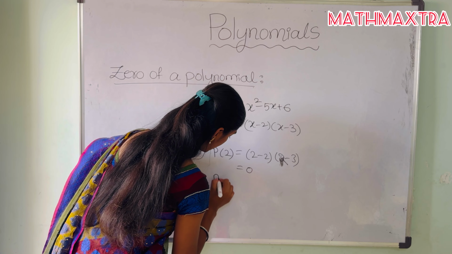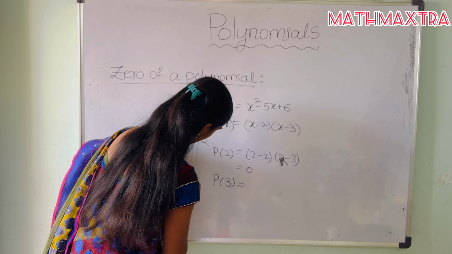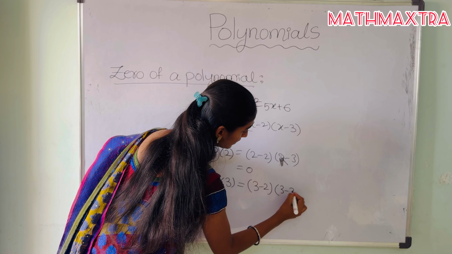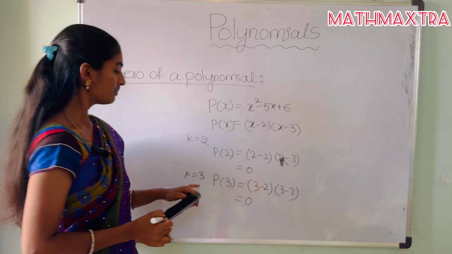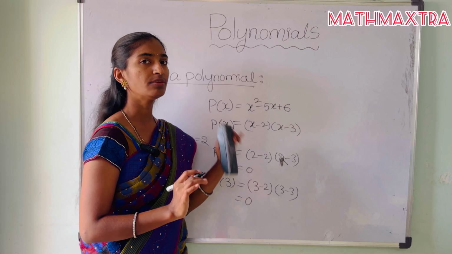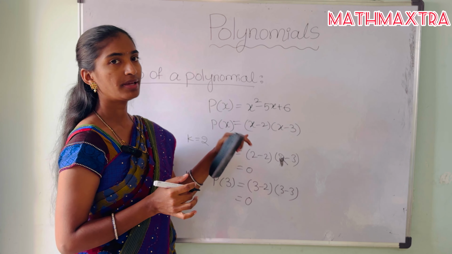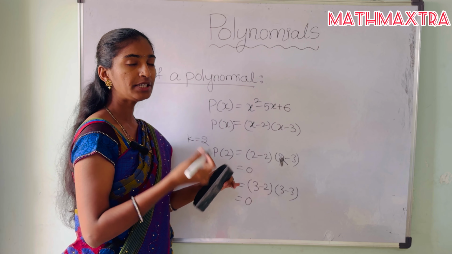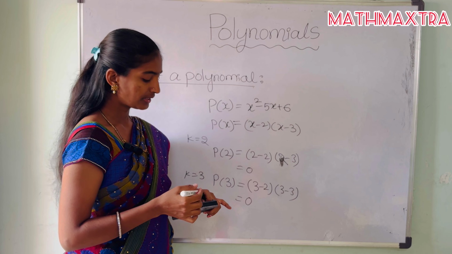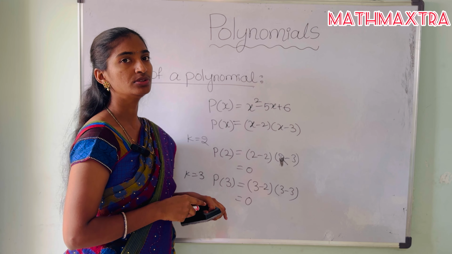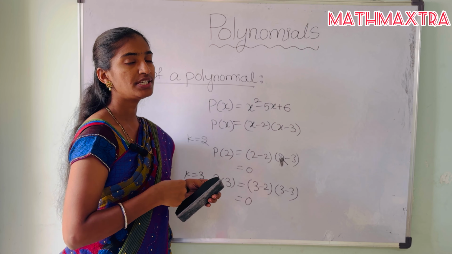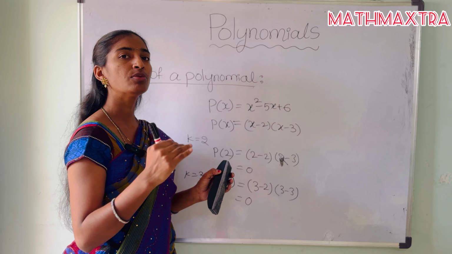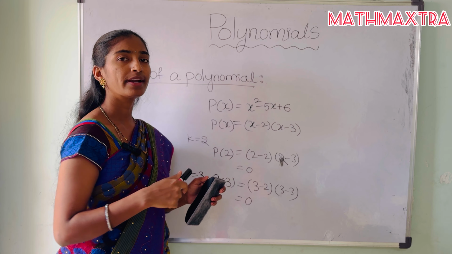And if I take the k value as 3, what happens? It is 3 minus 2 and 3 minus 3. It also becomes 0. Means k is equal to 3 is also a zero of that polynomial. Means the quadratic polynomial has, in this case, two zeros. But sometimes it may have one zero also. Yes, that is why, how many zeros for a quadratic polynomial? At most 2. Means it should not have more than two zeros.